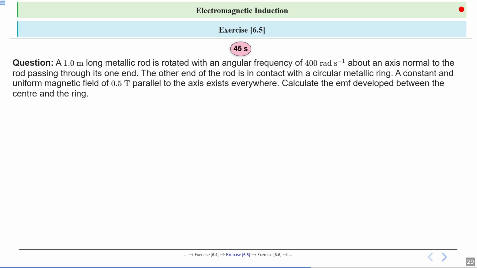One end of the rod is in contact with a circular metallic ring. A constant and uniform magnetic field of 0.5 Tesla is parallel to the axis. The axis is normal to the metallic ring, so the magnetic field is also perpendicular to the loop. Calculate the EMF developed between the center and the ring, that is, across both ends of the rod. One end of the rod is at the center of the ring, one end is at the circumference. I will give you some time to think about it.